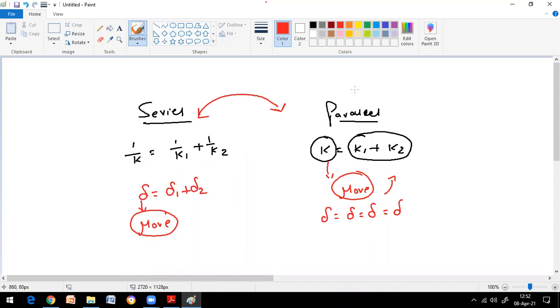If in any application you want more deflection, especially in springs, you can go with springs connected in series. So this is what we have to understand, where we can use series and parallel connections of springs, right?